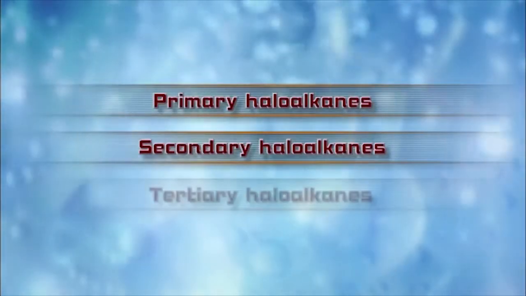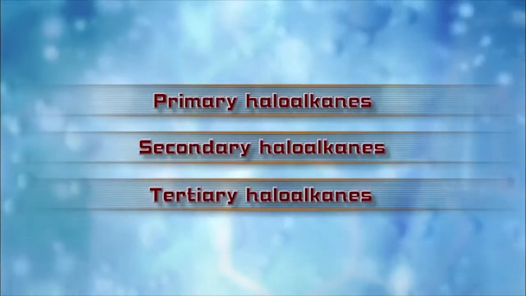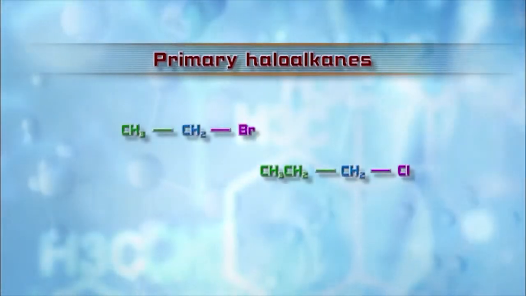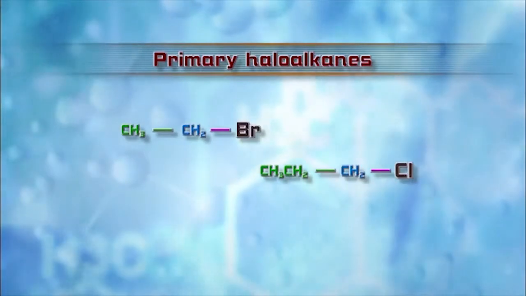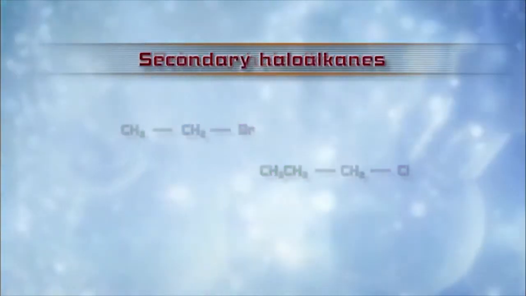Haloalkanes can be classified into primary, secondary, and tertiary haloalkanes. Here are some examples. In primary haloalkanes, the carbon carrying the halogen atom is only attached to one alkyl group.